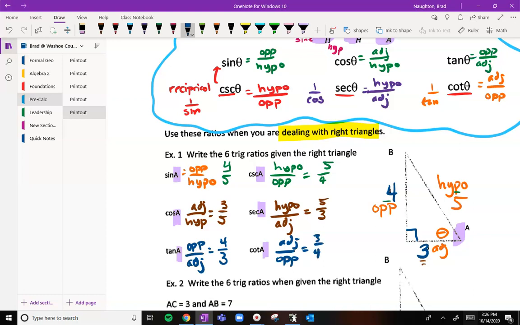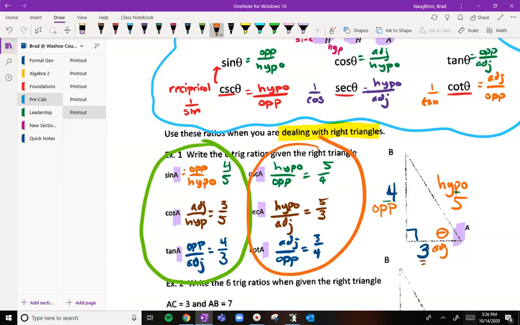Okay. So to highlight, your trig identities are what they are, and your reciprocals are going to be the flipped version. That's always the case. So that's why you do sine and then cosecant, cosine and then secant, and then tangent and cotangent.